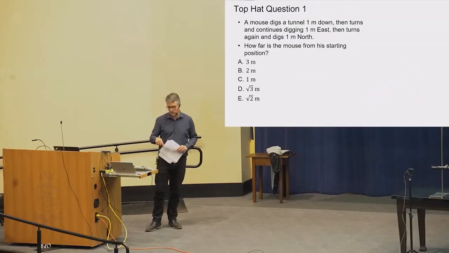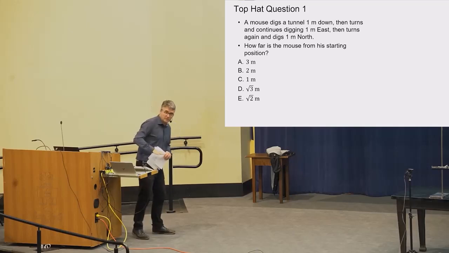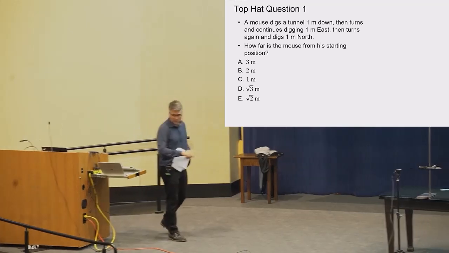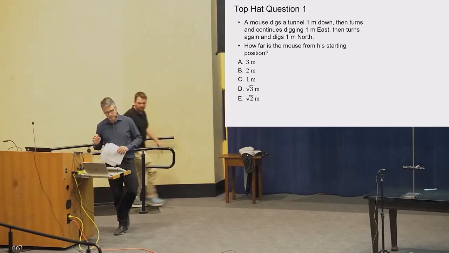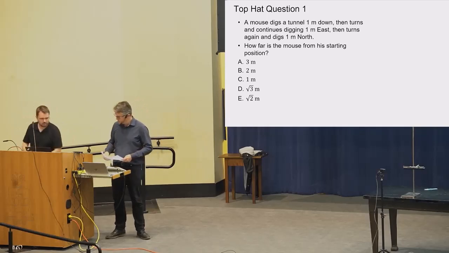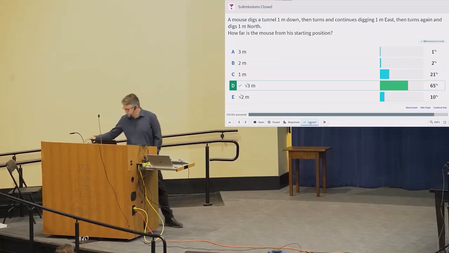A mouse digs a tunnel 1 meter down, and then he turns and continues digging 1 meter east, and then he turns left and continues digging 1 meter north. And the question is, how far in meters is the mouse from his starting position, that displacement? Responses sort of went around. I liked square root of 3 meters.